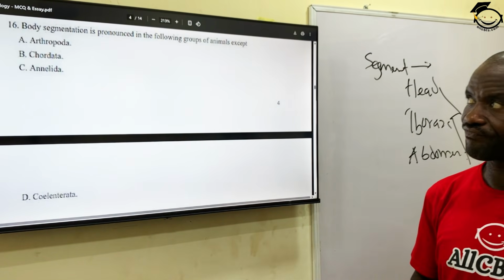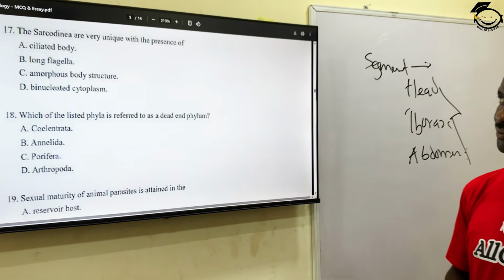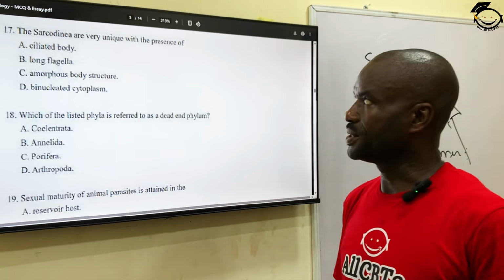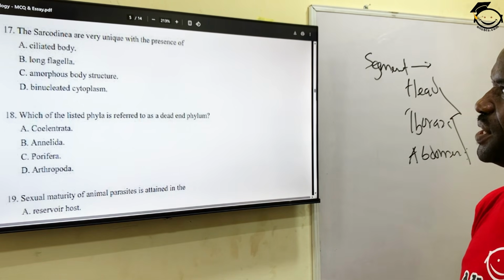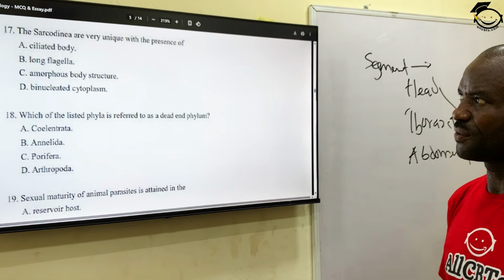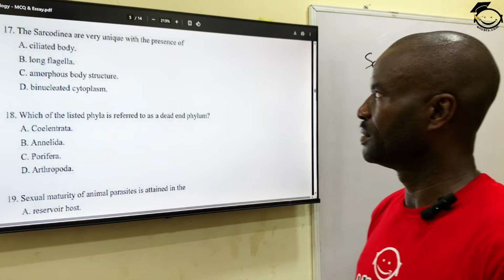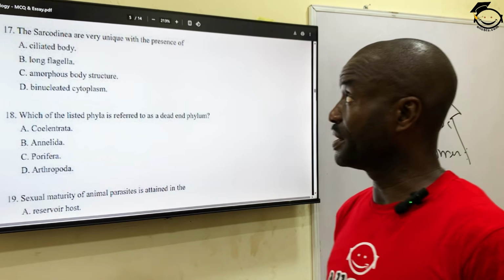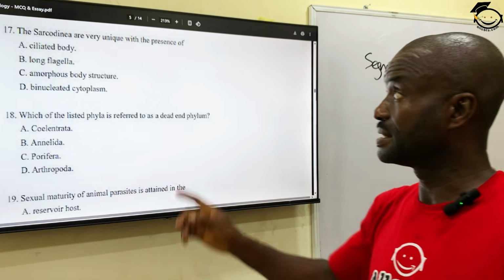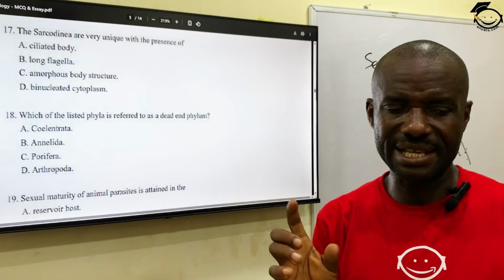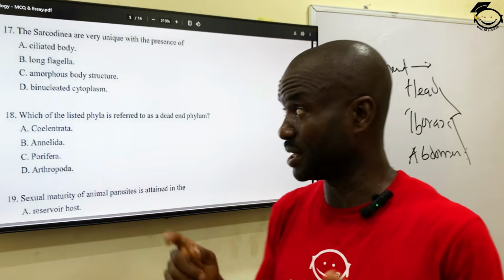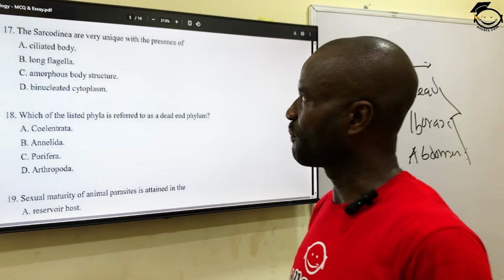Question 17. Sarcodina are very unique in the presence of A, ciliated body, meaning they have cilia. Cilia are short organs for movement in water. B, long flagella.